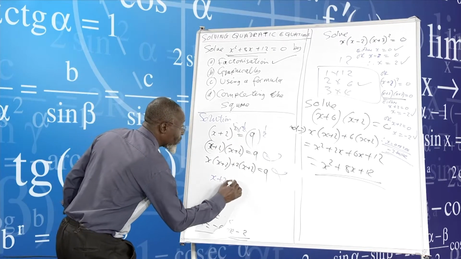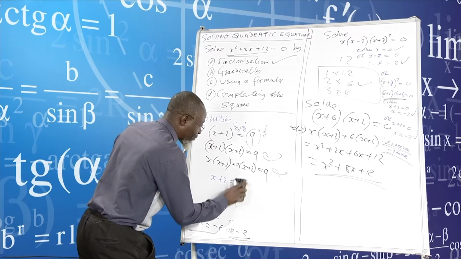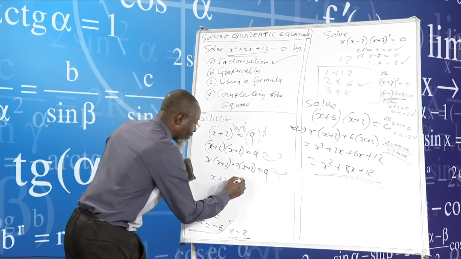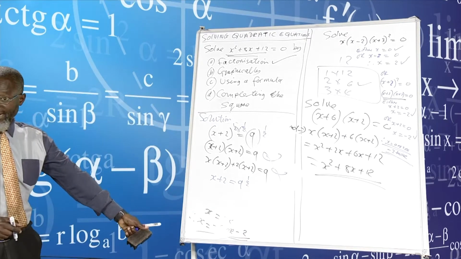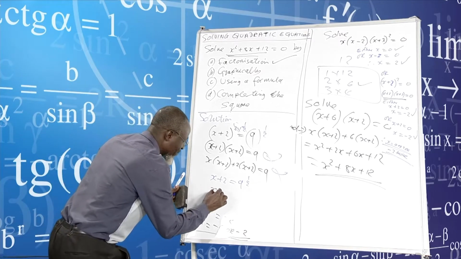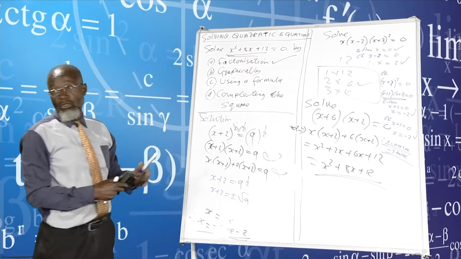x plus 2 is equal to plus or minus. Let me start by writing plus or minus, as it should be, to understand the power half. Right. I have removed only the 2. So x plus 2 is equal to plus or minus square root of 9. That is what the power half does.